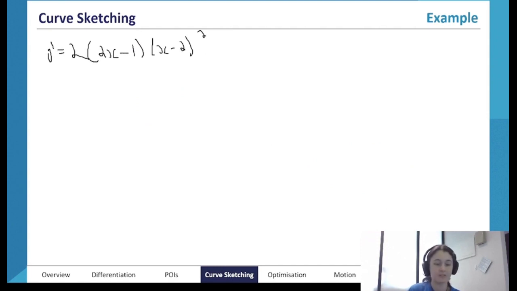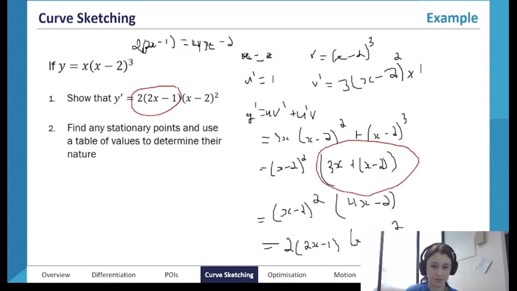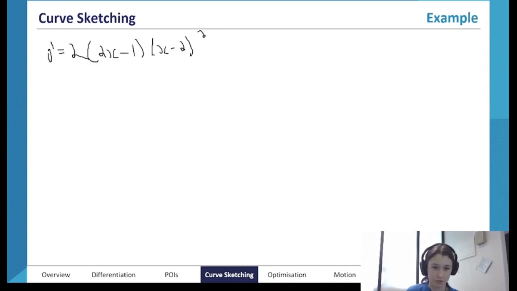So now we need to find any stationary points, and we need to find when this first derivative is equal to 0. So we're going to let 0 equal 2x take 1, x take 2 squared. Now, really quickly, just take a second to think about how we could solve this, how we could find when x is equal to 0.